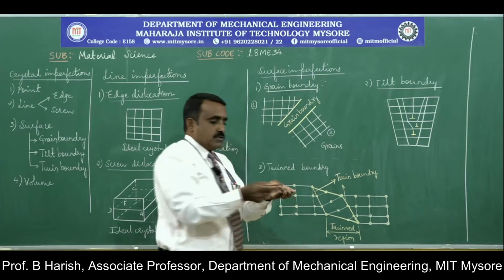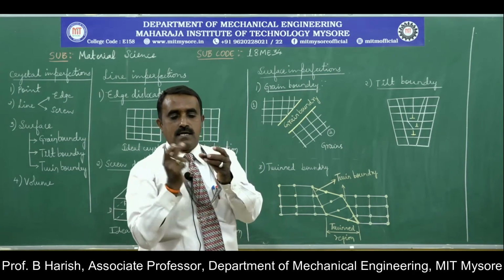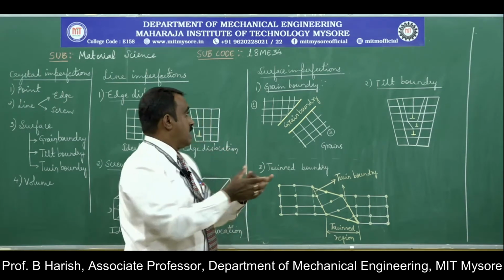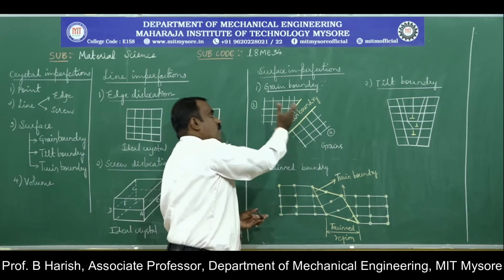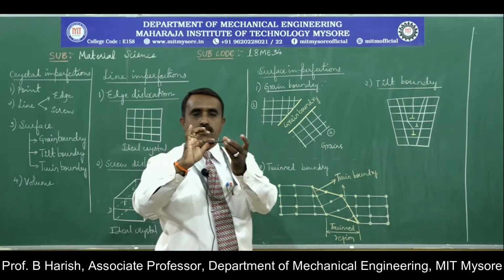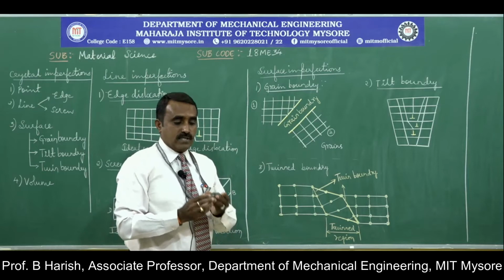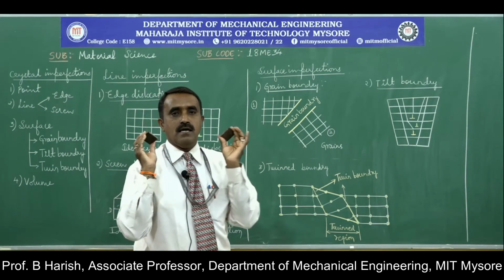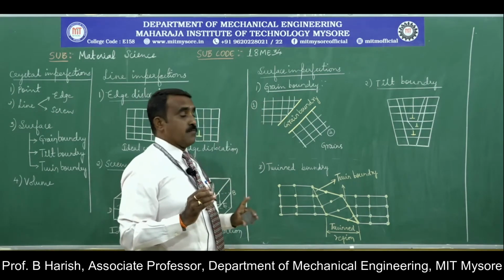So grain boundary. Atoms along this edge get disturbed. Some of the atoms move to this, some of the atoms move to this. That is, there will be movement of atoms from the boundary region either to grain 1 or grain 2. This is grain 1, this is grain 2. That's how this imperfection is seen. That is called as surface imperfection. So the entire region, the imperfection is seen. That is grain boundary.